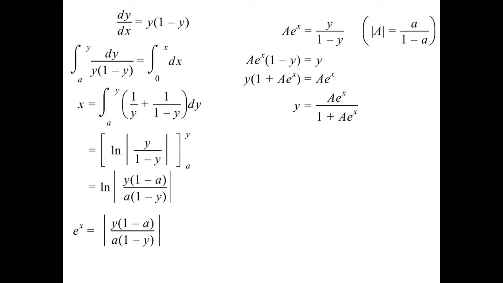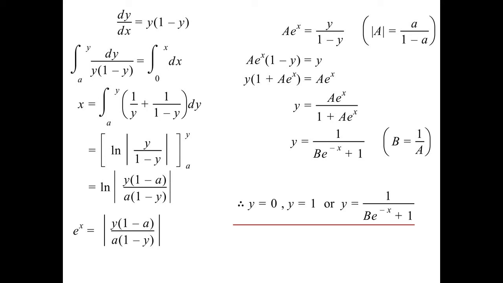I come up with that one, and I suppose that is an answer, but we tend to see it in a different form, and it really is the same thing. I've defined b to be the reciprocal of A, but the other thing I've done is I've basically divided everything by e to the power of x as well, and we end up with b e to the minus x plus 1 on the bottom. So there are my 3 solutions. I've got the 2 trivial solutions, 0 and 1, and then I've got the other solution, 1 on b e to the minus x plus 1.